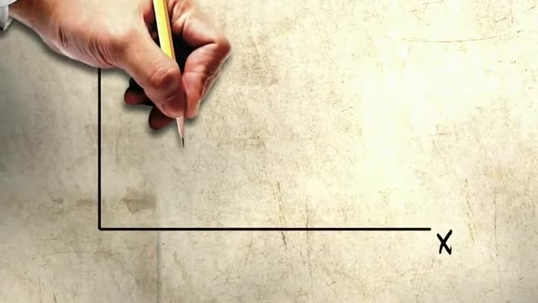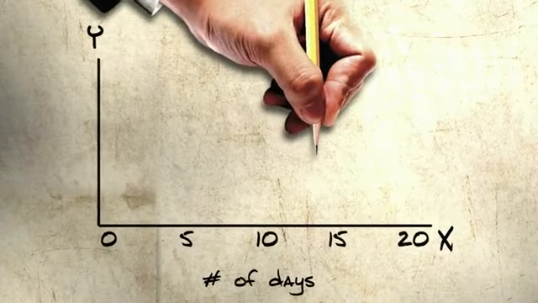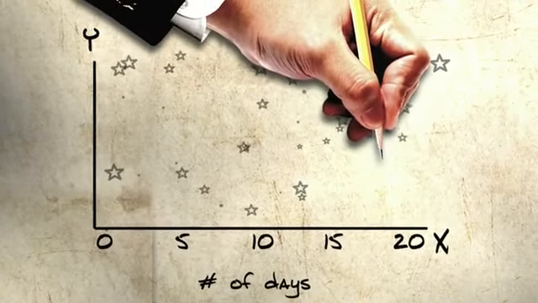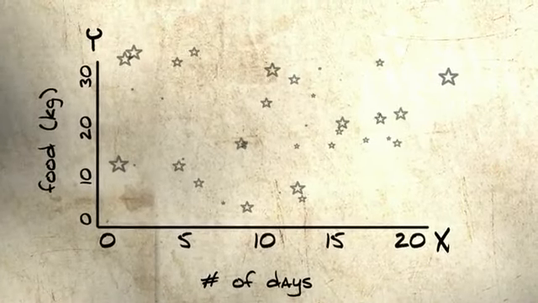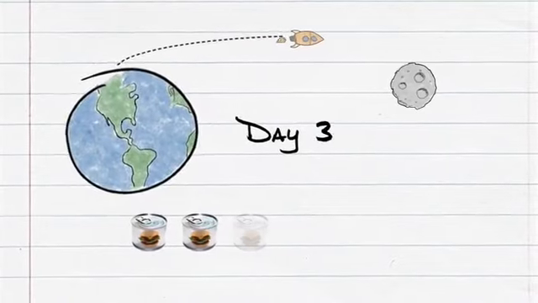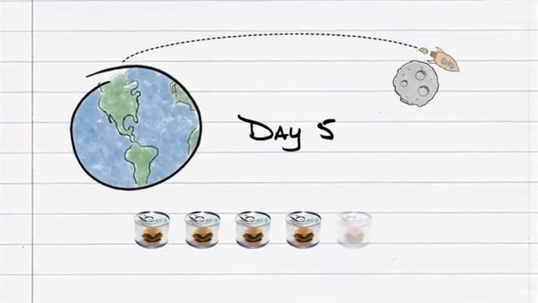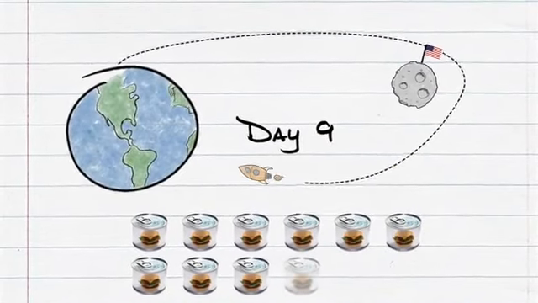As a rule, we always put our independent variable on the x-axis. In this case, we'll put the number of days it takes to get to any given planet. On the y-axis, we'll put the dependent variable. Why is it called the dependent variable? Well, in our example, the amount of food we need in kilograms depends upon how long it takes to get there and back. So let's think of some examples.